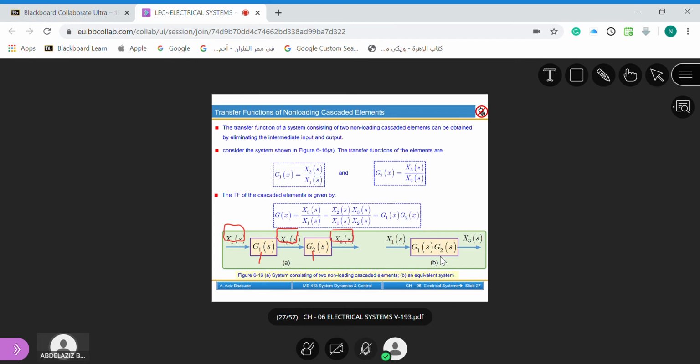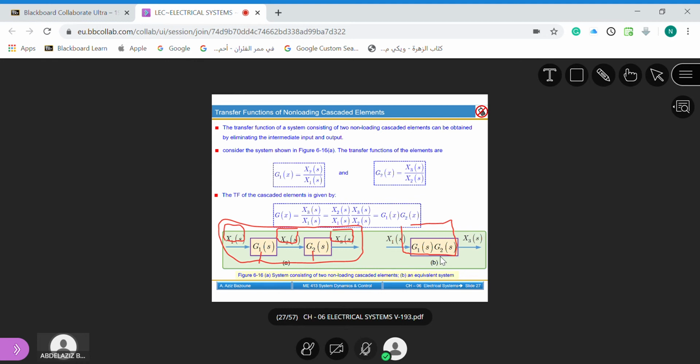How to simplify these two blocks? You remember the series combination for resistors and parallel combination for resistors. We did it for springs, dampers, and so on. It's almost the same idea here. When we have two transfer functions like this, they are connected in series. The transfer function that can replace them is simply G1 times G2. When they are connected in series, just multiply them, G1 times G2.